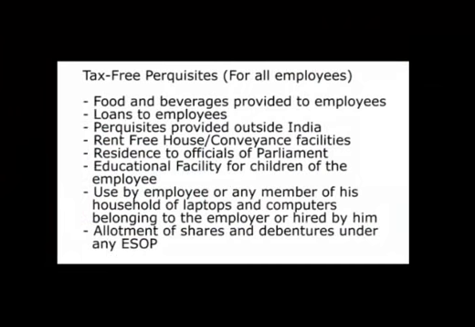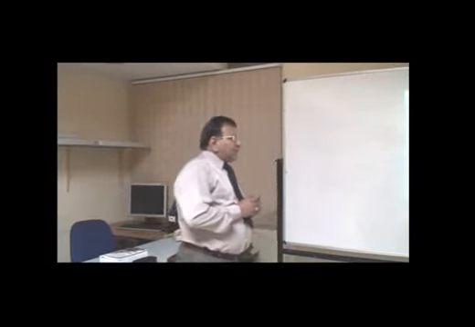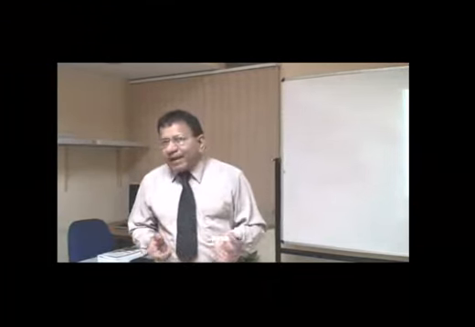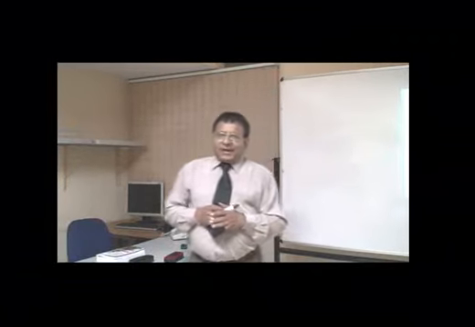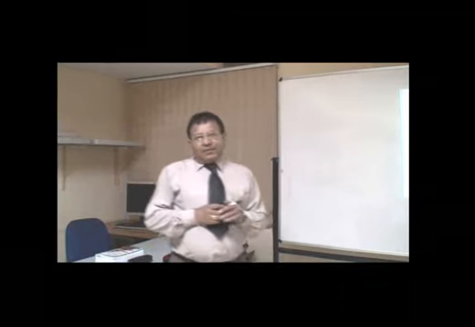Our next is the tax-free perquisites, and these perquisites are tax-free in respect of all the employees. So it means these are some of the types of perquisites which are not taxable in the hands of any of the employees. First category is food and beverages provided to the employees, where an employer provides food and beverages to the employees either in his factory or in his office. Then the payment made in respect of those things would not be taxable in the hands of the employees.